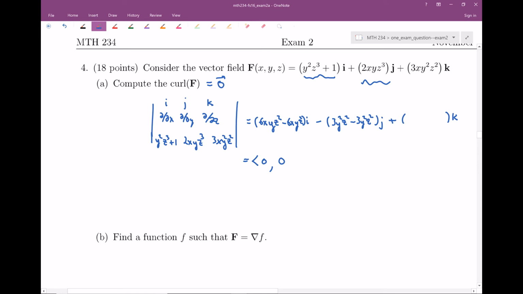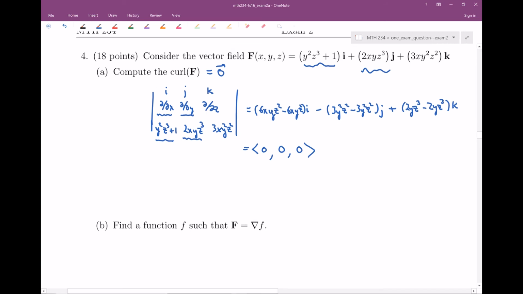And then finally, if I do my third component, so I'm crossing off the third column, first row, I'm going to take the partial with respect to x of my second component, so that's going to be, let's see, 2yz cubed. And then I'm going to take the partial with respect to y of my first component, so that's going to be 2yz cubed. Thank goodness. So those perfectly cancel out, and I get 0 for my third component. So I indeed get the curl vector 0, 0, 0. Which means, hey, I have a conservative vector field, and therefore we should be able to find a potential function.